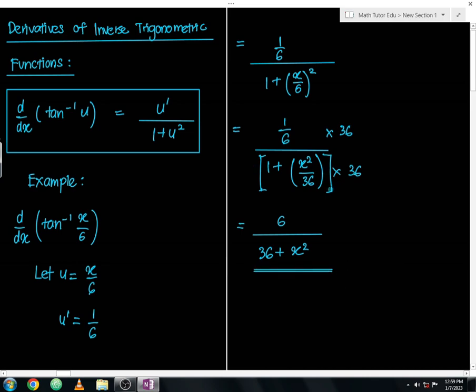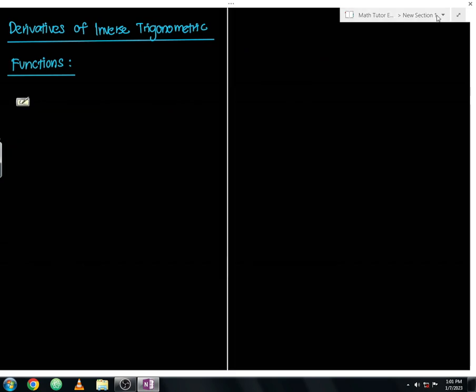So this is your answer for the example involving the tangent inverse, where you have 6 over 36 plus x squared. We still have 3 more remaining inverse trigonometric functions, which are cotangent, secant and cosecant. Let us take a look at them one by one, starting with cotangent. Let us discuss the cotangent inverse function.